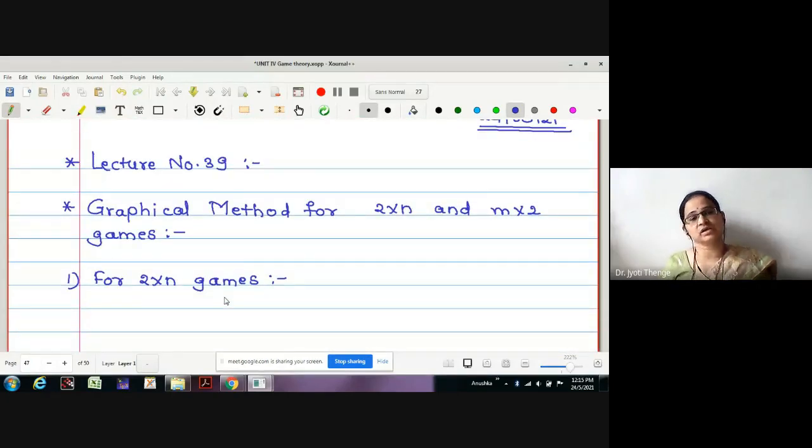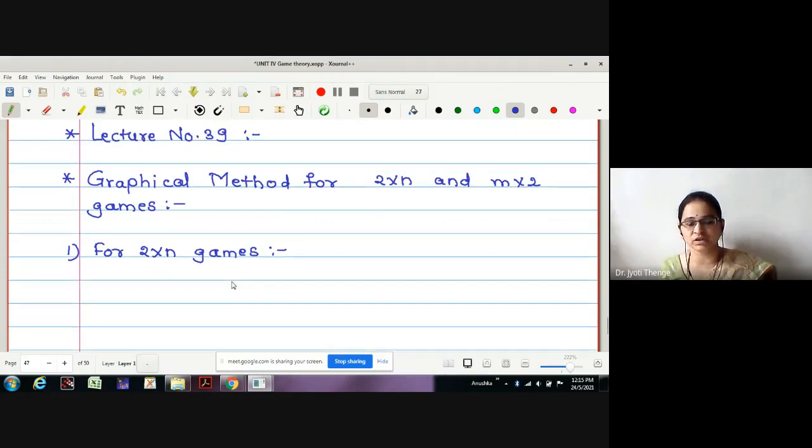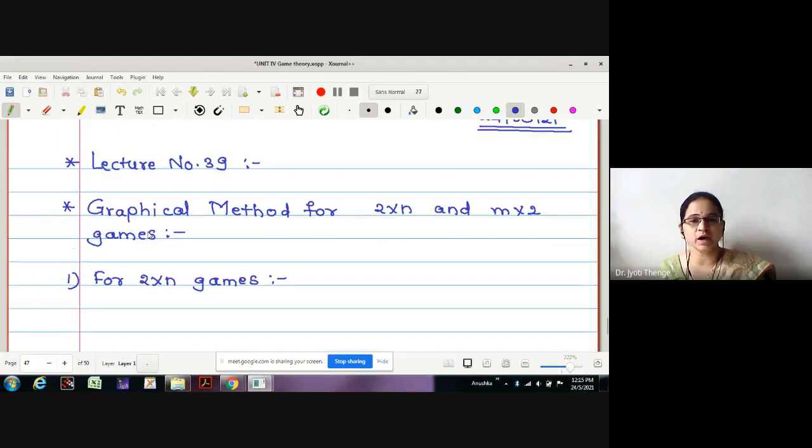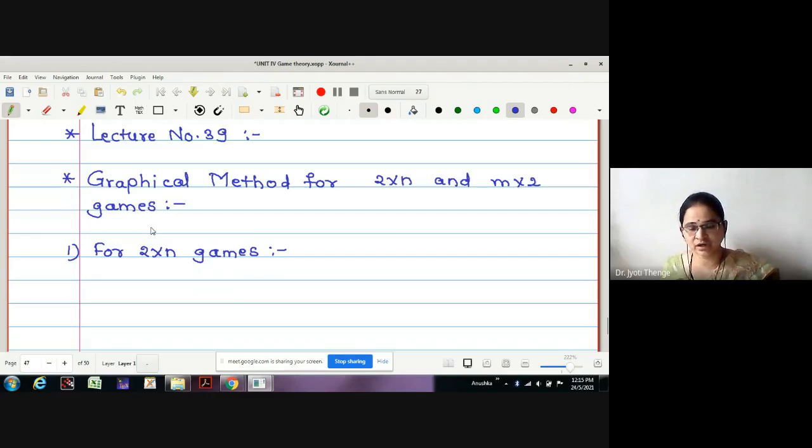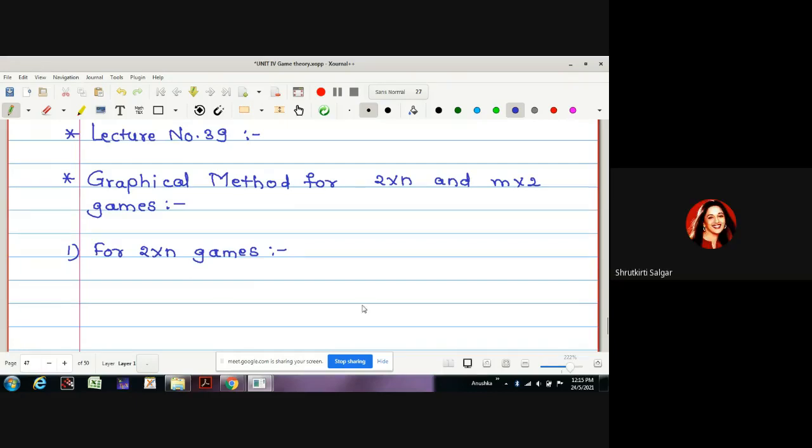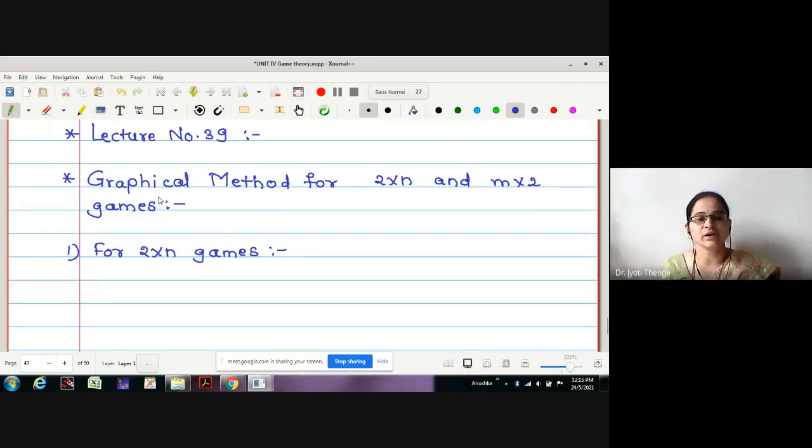I just want to ask you, if you have any difficulty with either of the methods, arithmetic and dominance, you can ask me. Otherwise, today we will go for the next method of the syllabus, the graphical method for 2 by n and m by 2 games. Is there any difficulty up to this? If not, we can continue with today's lecture. Shall I continue? Yes, ma'am. Okay, now we will go for the graphical method of 2 by n and m by 2 games.